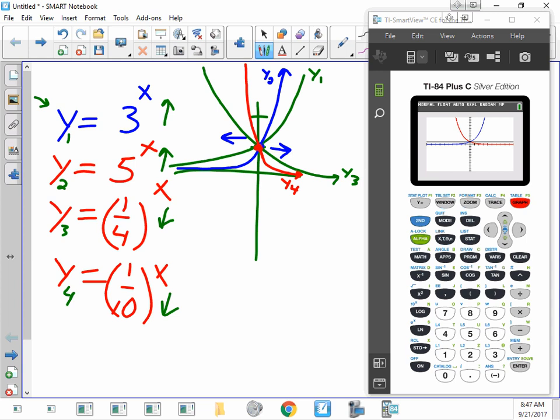Now notice, every graph either has this shape or this shape. Okay. On the test, in this class, a lot of kids try to graph things like this. That's the wrong shape. Okay. It has to get close to the x-axis but never touch it. And then you just have to decide, is it going up or is it going down?